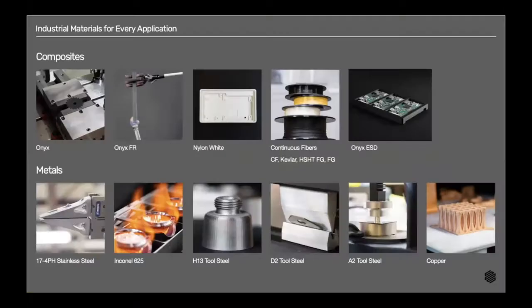And then moving to our materials. We have a variety of materials for particular applications. Onyx is our flagship material. In addition to that, we have continuous fibers, which add various strength and stiffness properties to the Onyx, as well as materials like Onyx FR, fire retardant, and Nylon White, electrostatic discharge. In terms of metal, we have 17-4 stainless steel, Inconel, H13 tool steel, D2 tool steel, A2 tool steel, and copper.